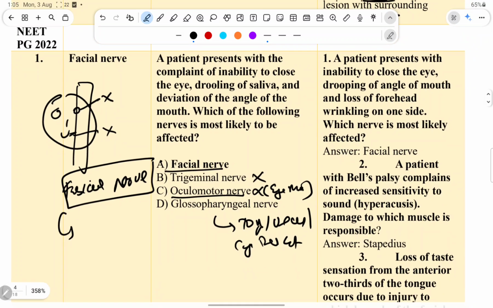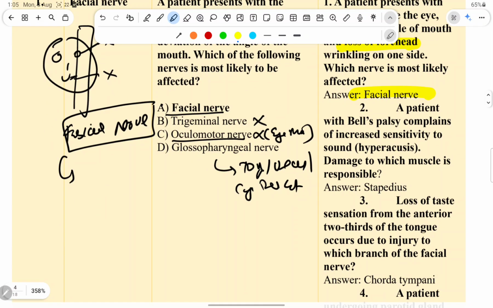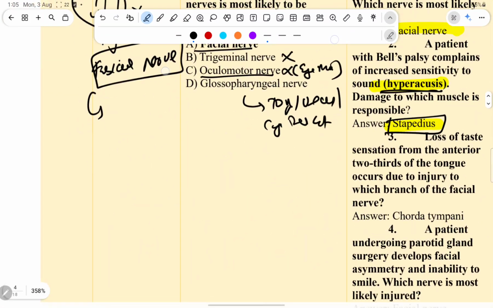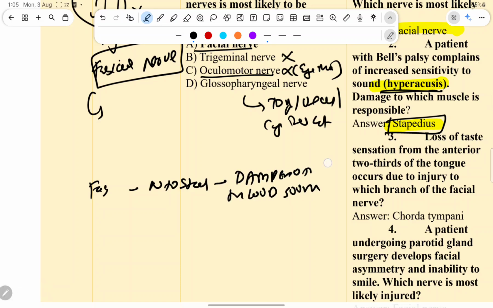Let's take some other questions. A patient presents with inability to close the eye, drooping of the angle of mouth, and loss of forehead wrinkling. This is facial nerve palsy. A patient with Bell's palsy complains of increased sensitivity to sound. Hyperacusis is present. Damage to which muscle? Stapedius. Hyperacusis is due to the stapedius muscle, because the facial nerve supplies the stapedius, which helps in dampening loud sound.